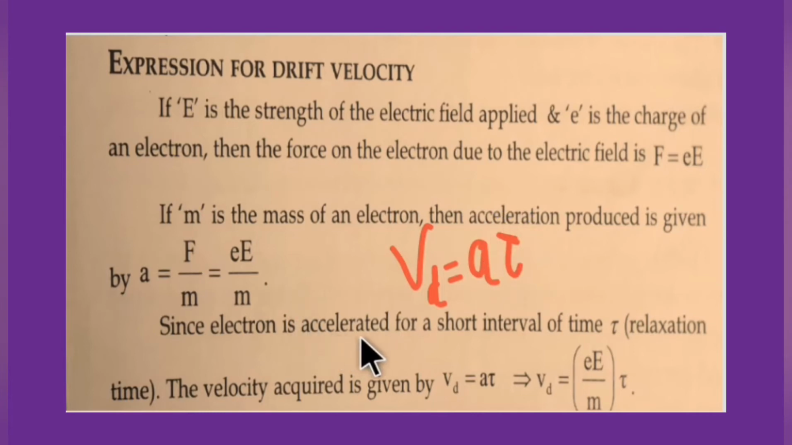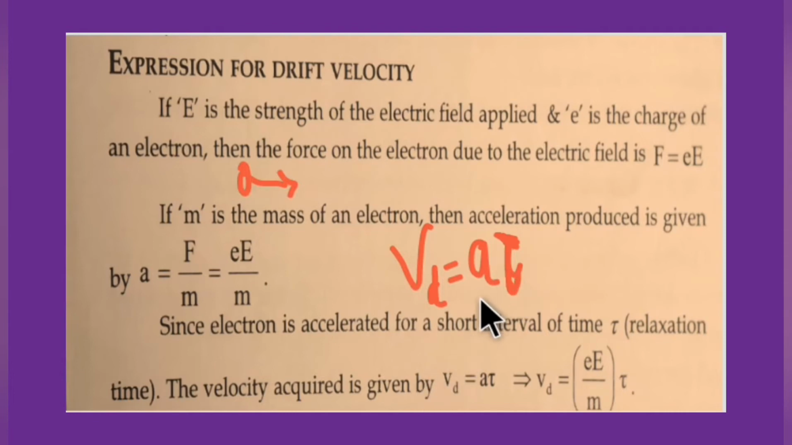Since the electron is accelerated for a short interval of time only, the electrons which are in the particular field have to move. So they are accelerated for a short interval of time. That relaxation time we take here as tau. Like this, tau we call it.